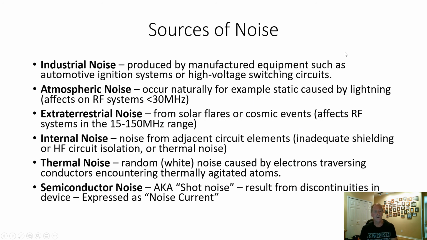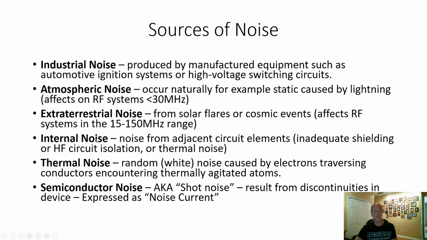Where does noise come from? Industrial noise is one place: automotive ignition systems, noisy spark gaps, things like that, high voltage switching circuits. We have atmospheric noise, usually caused by lightning. It usually affects RF systems below 30 megahertz. There's noise from outer space, solar flares or cosmic events. It affects RF systems in the 15 to 115 megahertz range.